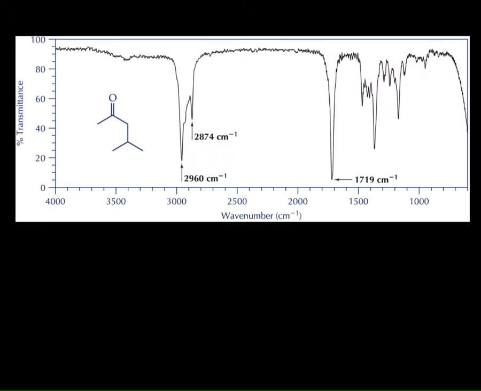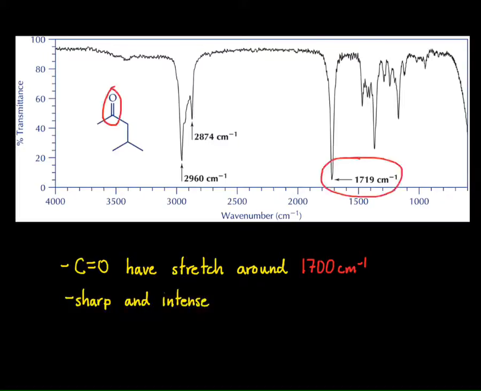Now the last functional group or groups that I want to talk to you about and highlight are carbonyl compounds. Now notice there are a lot of different types of carbonyl compounds. There's ketones, aldehydes, esters, acid chlorides, anhydrides, amides, and all of these have the carbonyl. And the carbonyl has a stretch around 1700. And generally speaking, that stretch is sharp and intense, so it's very easily distinguishable.